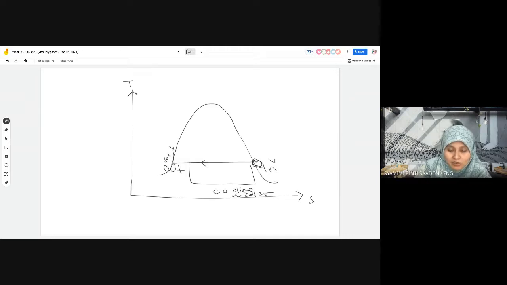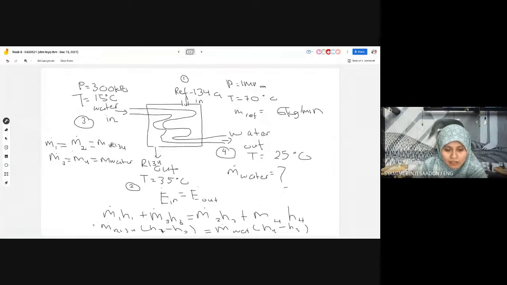Saturated line, saturated here. So that's what happened in the condensation process. So back to this slide. We can calculate here M water. So we have H4, H3, H1, H2. So just calculate M water. You can leave it in kilogram per minute. If you don't want to change it, you can also leave it in kilogram per minute.